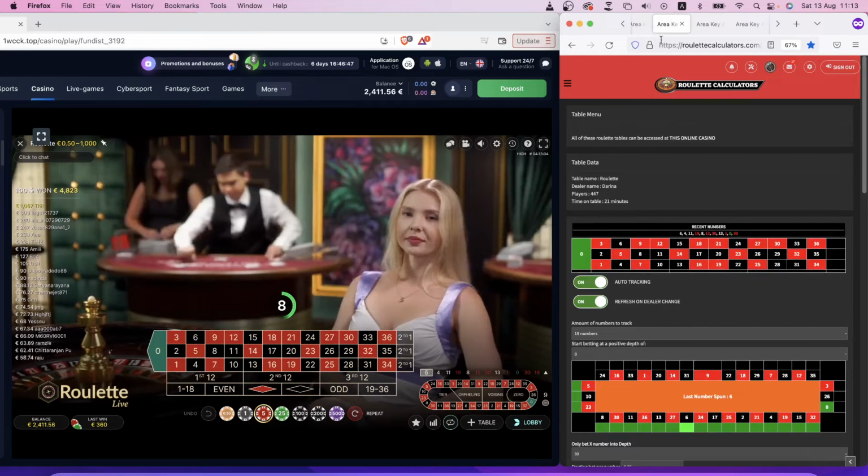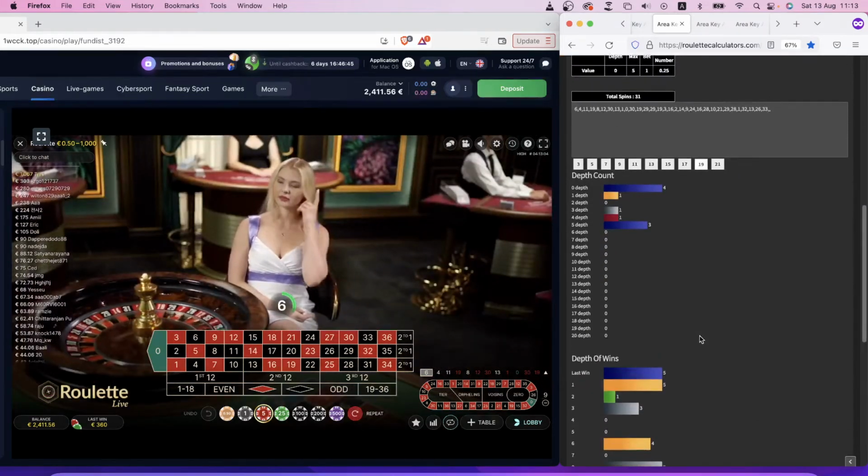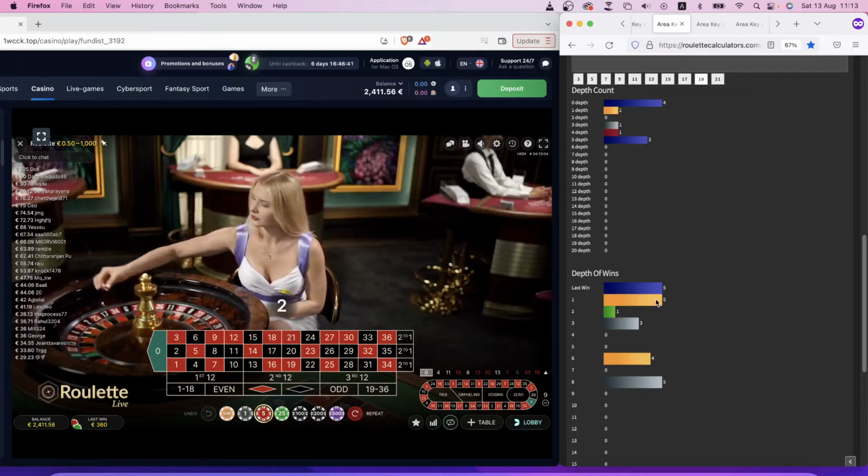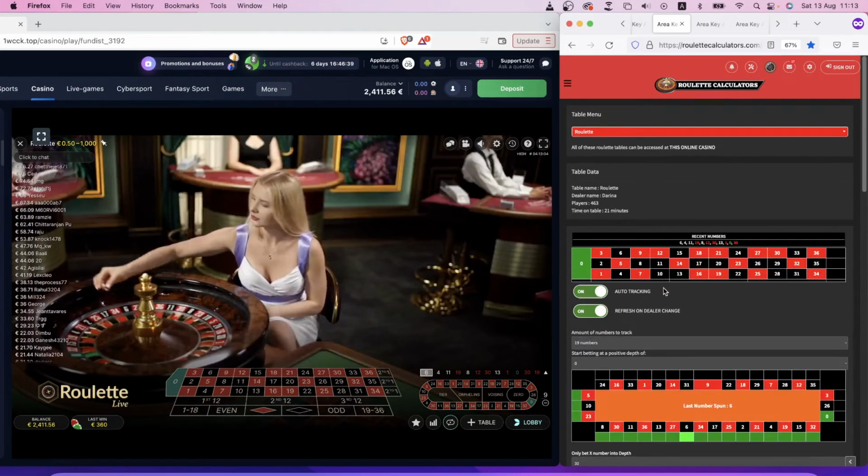But yeah, this dealer here on Roulette, she's doing a lot better. Big high depths, depth of 4, depth of 4, depth of 3, 1, 5, and 5. So I'm going to leave the session there.